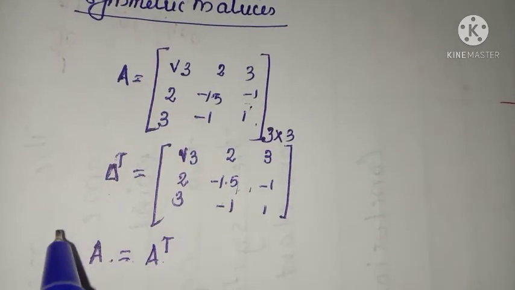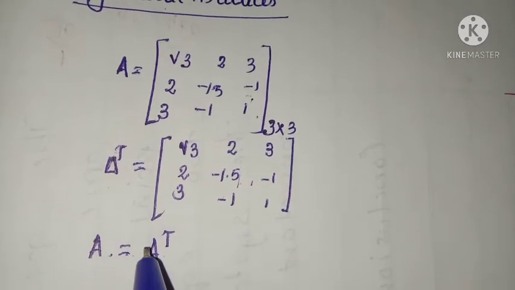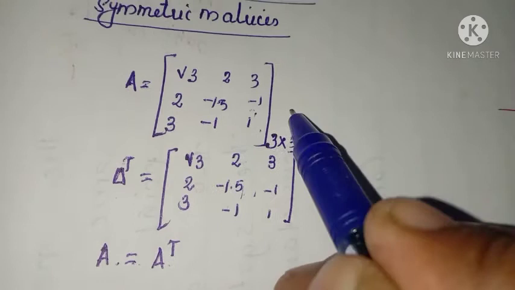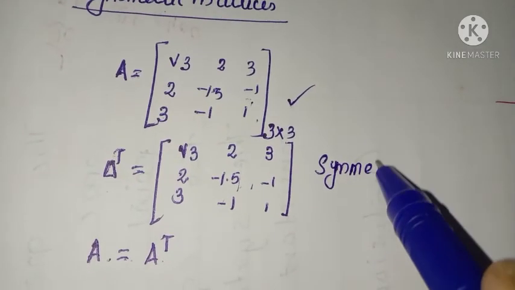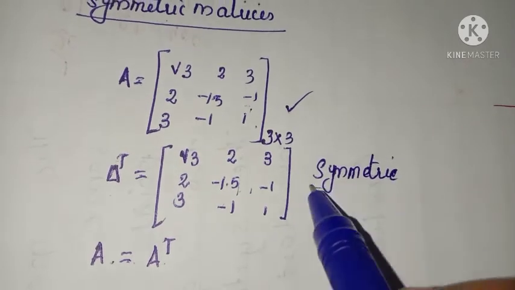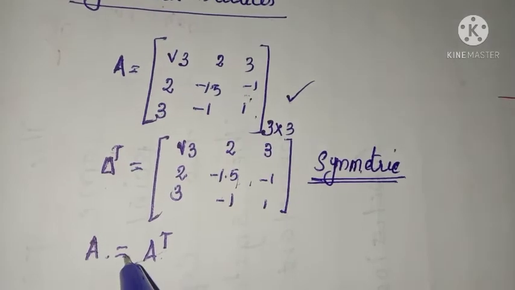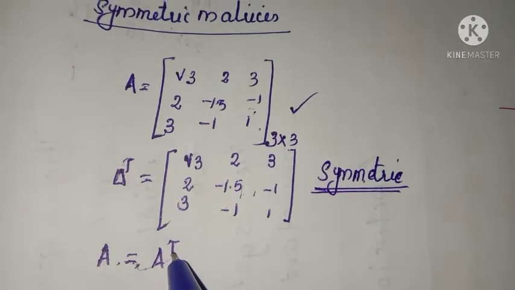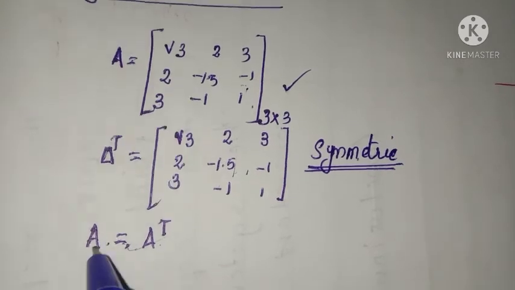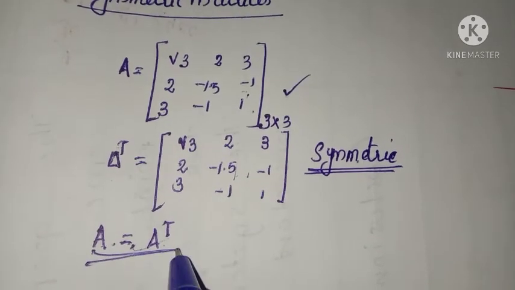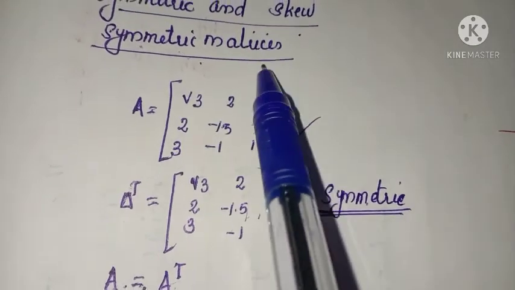Now listen, if a matrix is same as its transpose, then we can say that the given matrix is a symmetric matrix. Okay, symmetric matrix. So a matrix is said to be symmetric if its transpose is same as the given matrix itself. It's very important. Now see what is the meaning of skew symmetric matrix.